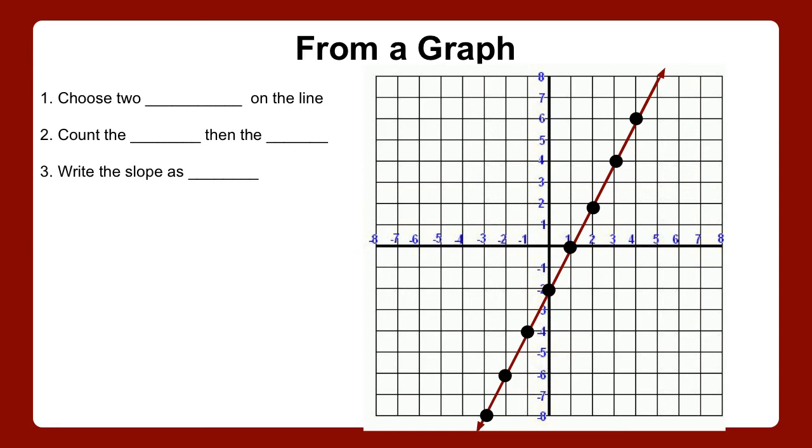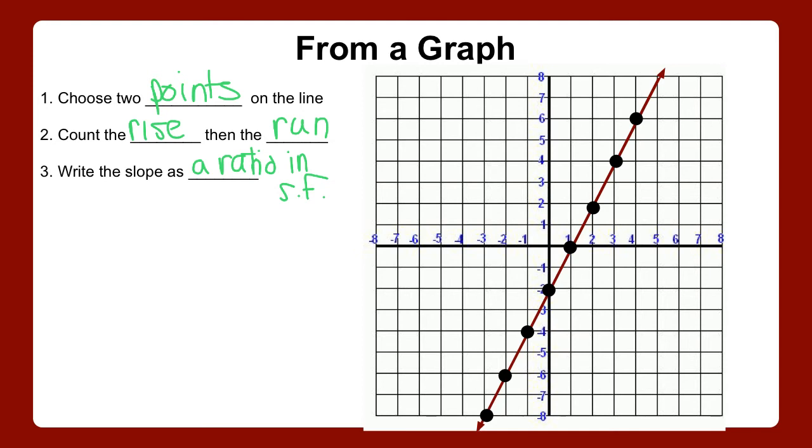In the upper right-hand corner of your note page, we're going to find slope from a graph. So we're going to choose 2 points on a line. It does not matter which 2 you pick. We're going to count the rise, or how much it goes up or down, over the run, side to side. And again, we're going to write our slope as a ratio in simplest form.